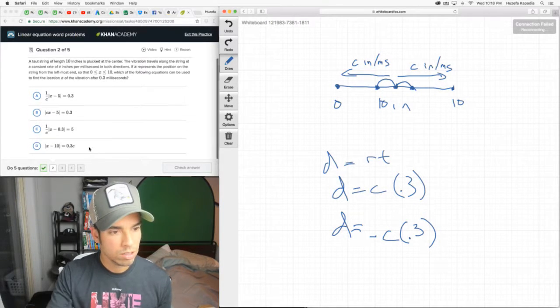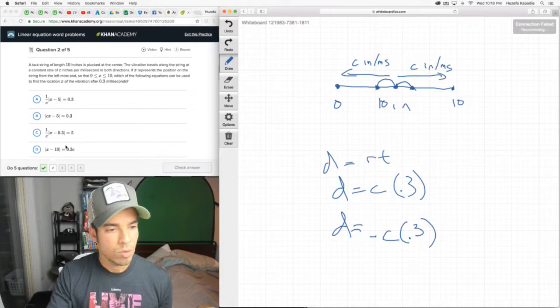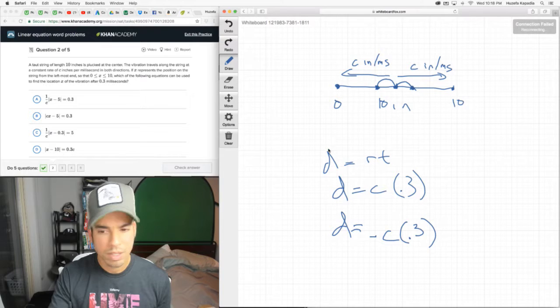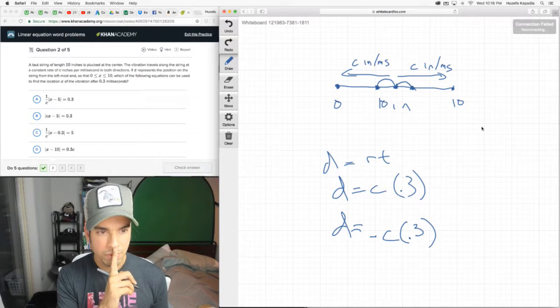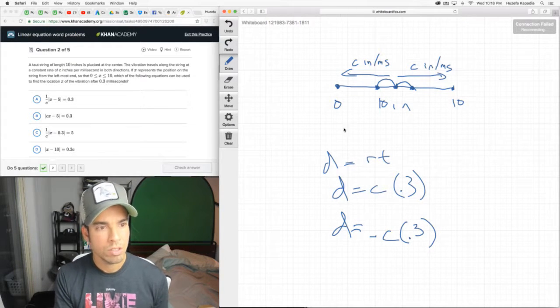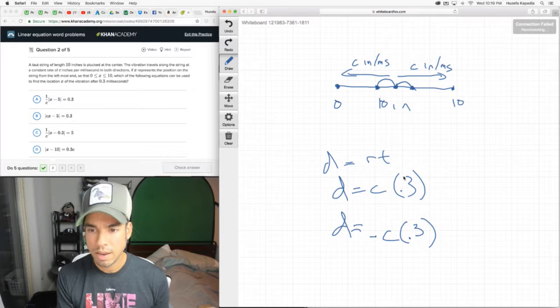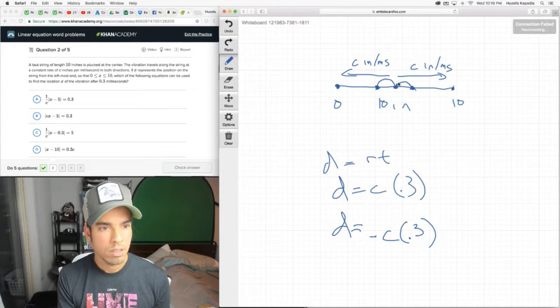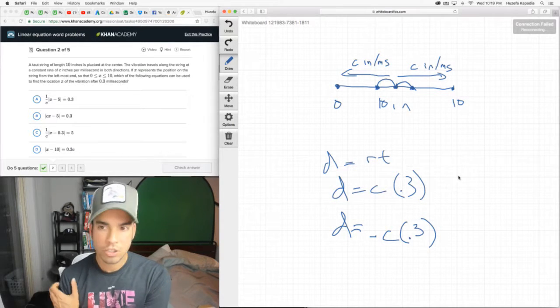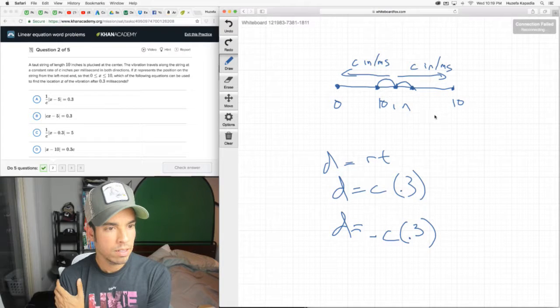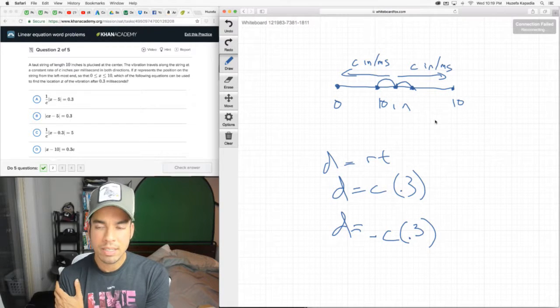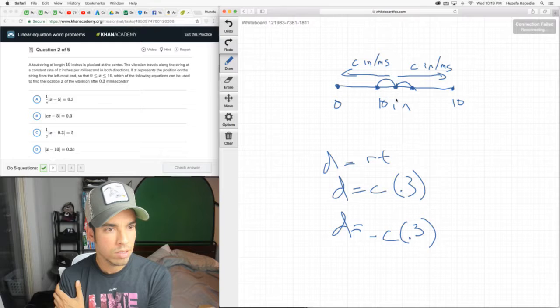Actually, let me scroll down and look at some of these answers. So what they're doing here is they're taking the absolute value of 10. I don't know if I like this guy. All right, I'm going to think this through a little bit further. This is actually pretty tough. So we've got our distance right here, c times 0.3, and we want to get the distance going in both of these directions. And x is going to be from 0 to 10.